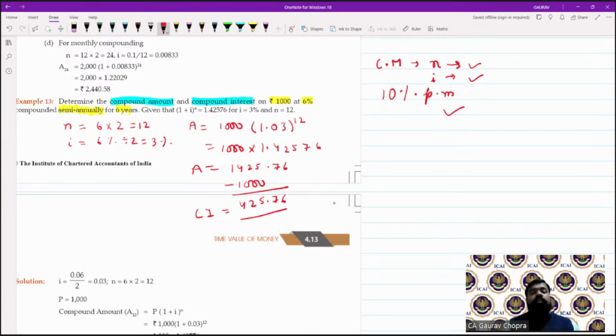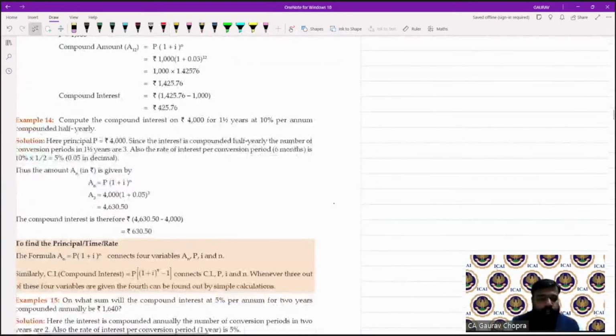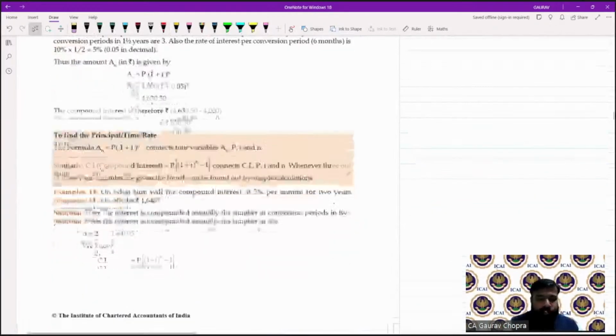In accounts also you have read one concept, matching principle. Same applies everywhere. In mathematics also we are applying the same thing, matching principle. Since compounding is on monthly basis, then time period should also be in months and rate should also be on monthly basis. If everything is done on quarterly basis, like compounding quarterly, everything should be converted into quarters. If everything is half yearly, then convert everyone into half years. So this is the simple matching principle which we have to follow. So this is done. Now again 14 is a similar question.